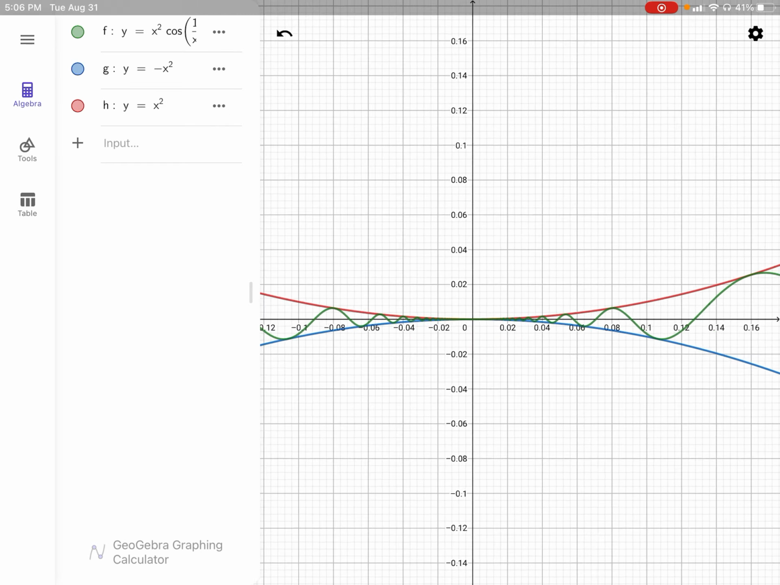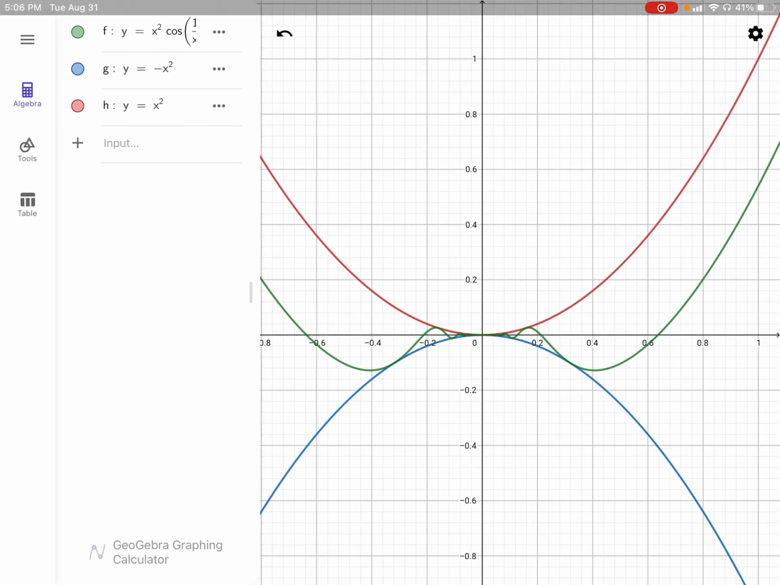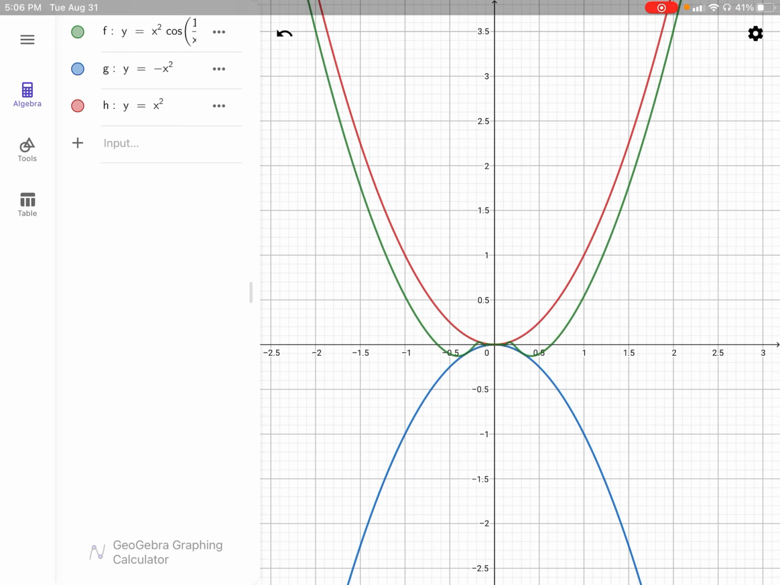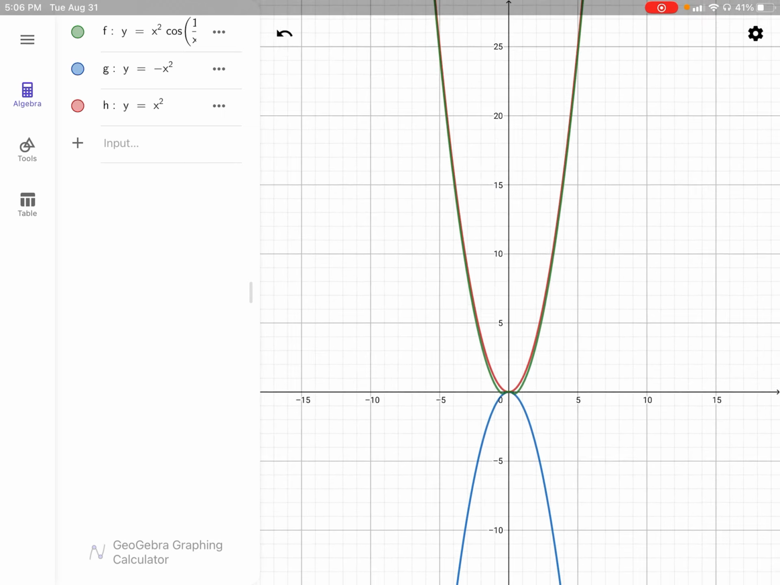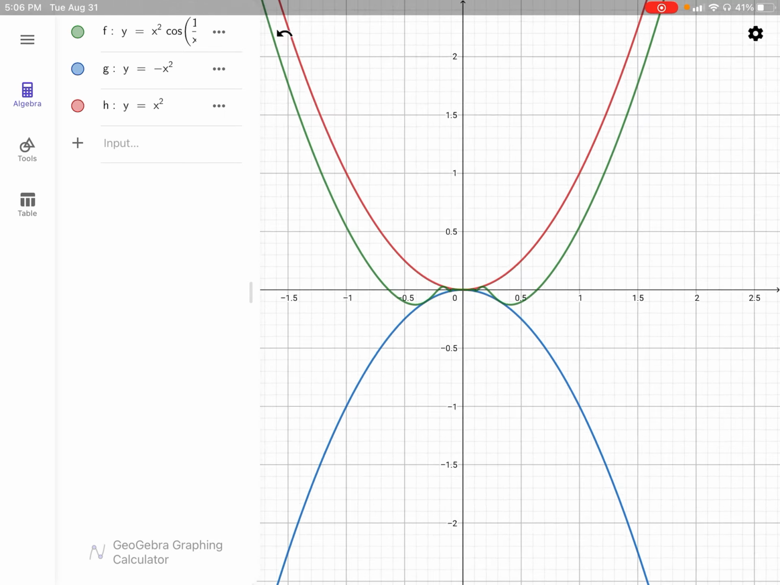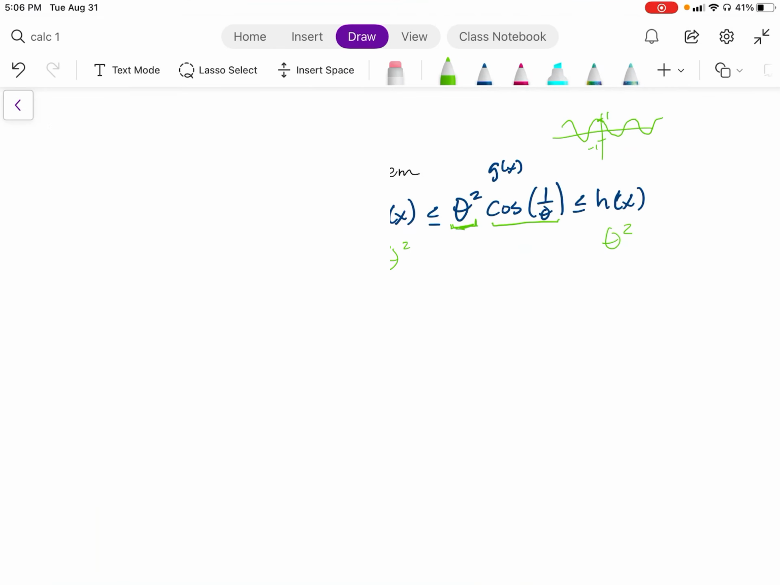Now, that wasn't just luck or chance or anything. In trig, you actually learned some properties of what happens when you adjust cosine and how to graph that. So here's this example, and you can see that if I zoom out, it's contained the entire time, but it doesn't really matter. I'd need to look at it as we're approaching 0 anyways. So let's go back here.